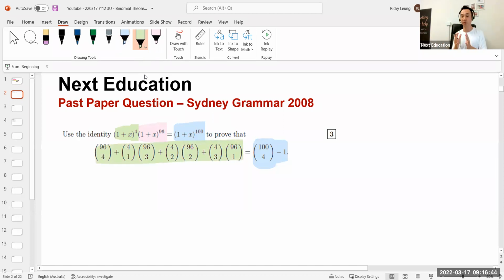There's always a long and a short, always a long and a short. Just keep that in mind, always a long and short, yeah? So let's go down this path. I'm going to start with the right-hand side, right? Let's start with the right-hand side.